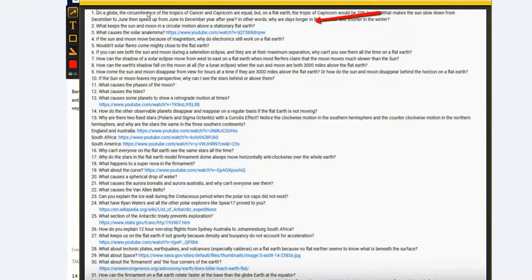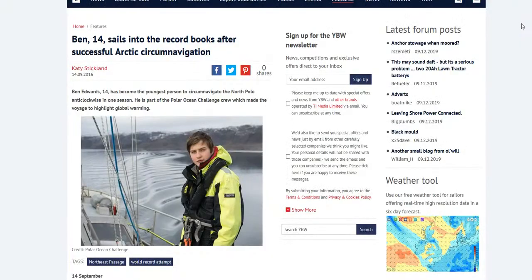So we're going to be going over this. We're going to be looking at it in a different way than the scientific point of view, the scientific establishment. On a globe, the circumference of the Tropic of Cancer and Capricorn would be the same, but they're not. And there's a lot of evidence for that, okay, if you actually open your eyes and look.